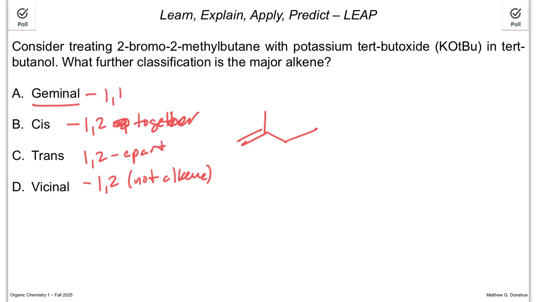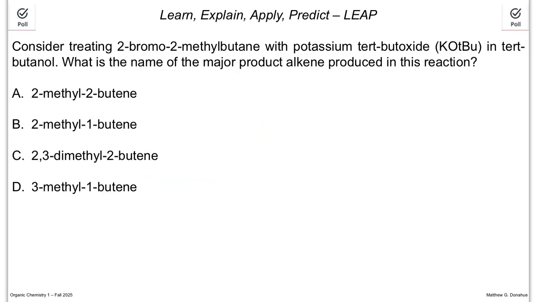So geminal, cis, and trans are the three alkene kind of designations. Vicinal is more for when you just have a carbon chain that's acyclic and no alkene. Vicinal means 1, 2, but we're not dealing with cis or trans or geminal at that point. So what is the name of that product?